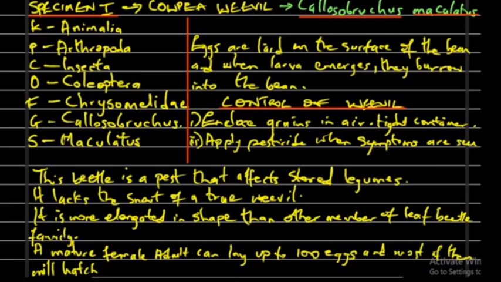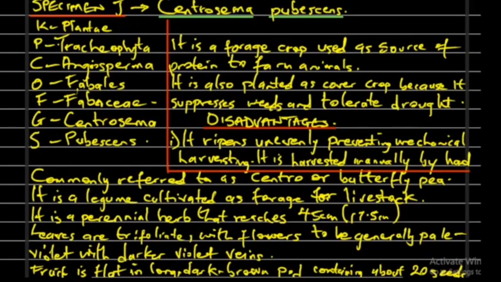And now we move over to the next specimen, which is our specimen J, the Centrosema pubescens. It is a plant. So this is the classification that we have for it. The kingdom is Plantae. It belongs to the phylum Tracheophyta. The class is Angiosperma. The order is Fabales, while the family is Fabaceae. The genus is Centrosema, while the species is pubescens, and that is how we arrived at this name, Centrosema pubescens. Commonly referred to as the centro or butterfly pea. We will tell you why it is called butterfly pea shortly.